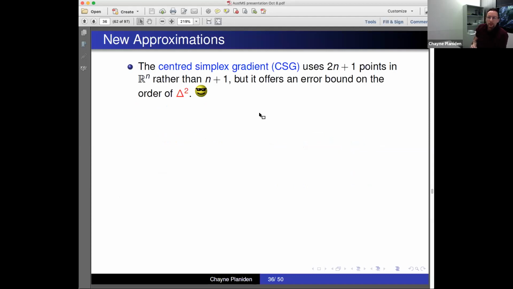The second method that we considered is called the centered simplex gradient, which is also a simplex technique, but it greatly increases the accuracy. You are required to use more points than n+1. That's the drawback, if there is any drawback, but I think it's well worth the penalty. You need 2n+1 points instead of n+1, but the error bound is a function of delta squared instead of delta itself. That's huge in my opinion. It's a very big gain, and it's well worth requiring another n points.